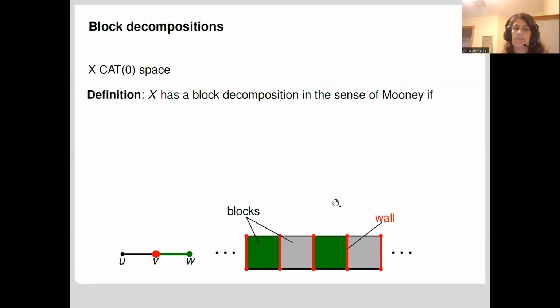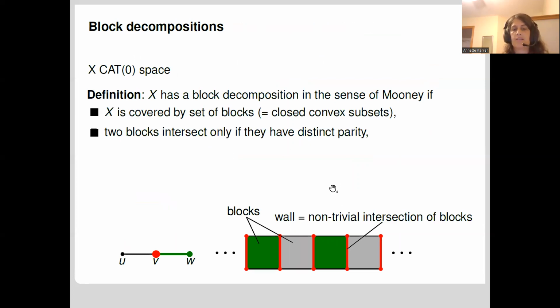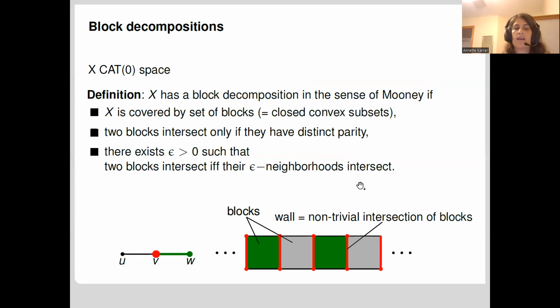And this means that we have here a Coxeter space with block decomposition in the sense of Mooney. Namely, X is covered by a set of blocks which are closed convex subsets. The blocks intersect only if they have distinct parity, and there exists an epsilon such that two blocks intersect if and only if their epsilon neighborhoods intersect. So walls have minimum distance to each other.